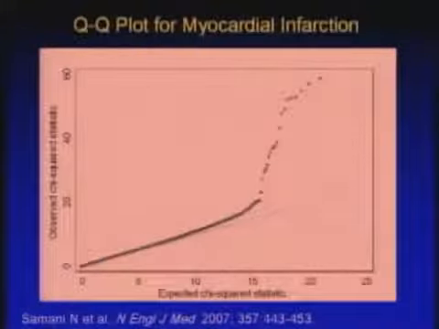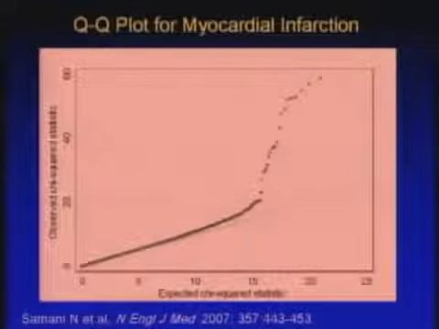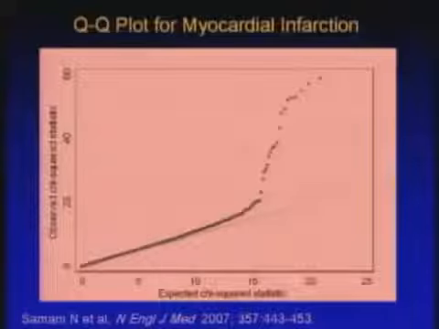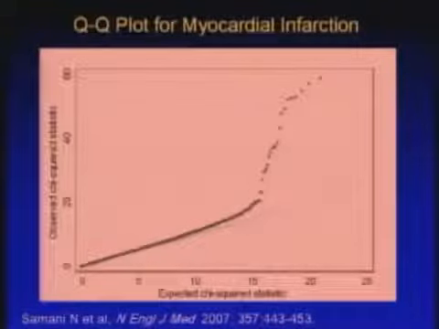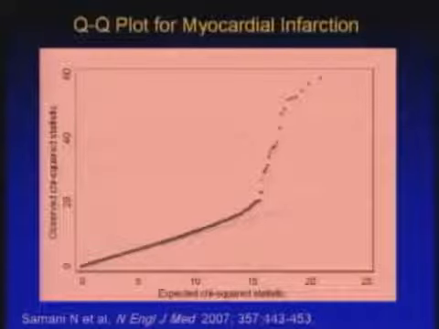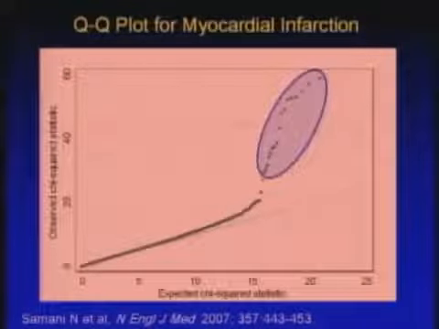And this is the QQ plot for myocardial infarction that I showed you yesterday. I think I showed it to you yesterday, but it's from the Samani study in the New England Journal that was part of the Wellcome Trust Case Control Consortium. And here you can see there's quite a strong distribution from the number of SNPs that are departing from the expected distribution.